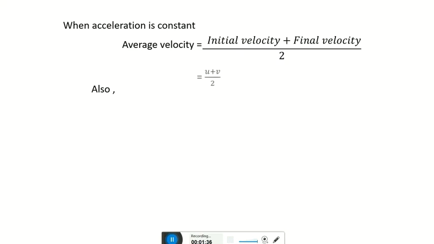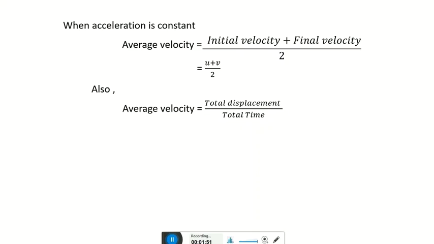Also, if u is the initial velocity and v is the final velocity, then average velocity is equal to u plus v by 2. Then average velocity is equal to total displacement by total time. If x is the total displacement and t is the total time, then average velocity is equal to x by t. Equating these two equations, we get (u plus v) by 2 is equal to x by t, or x by t is equal to (u plus v) by 2.